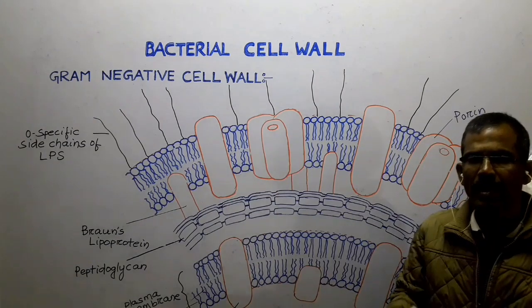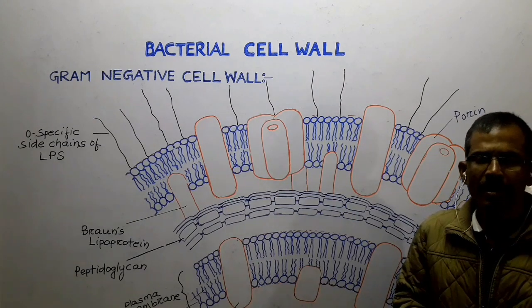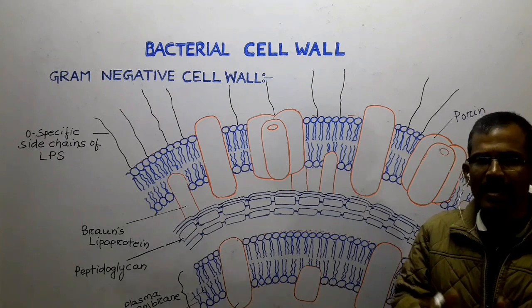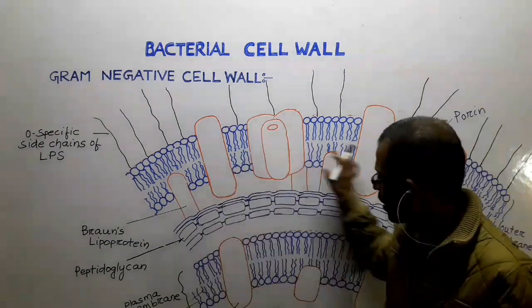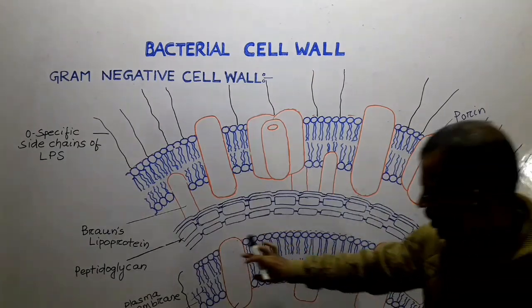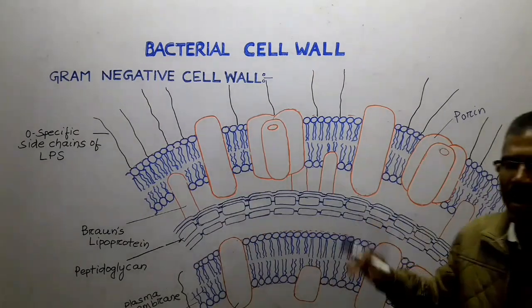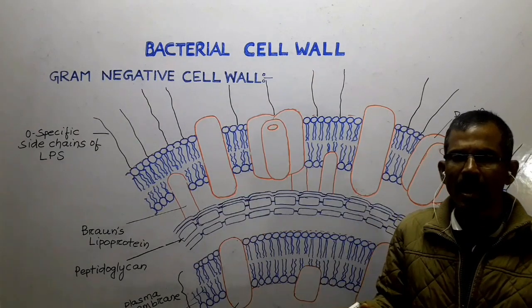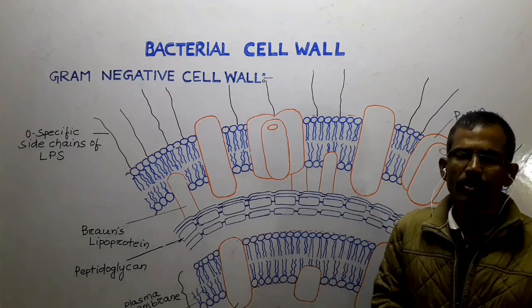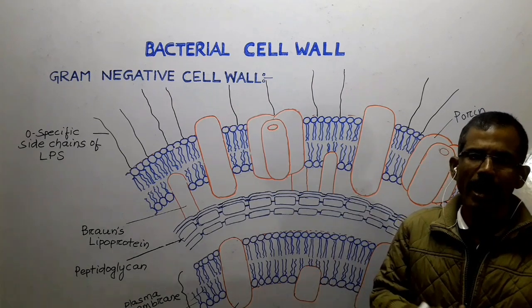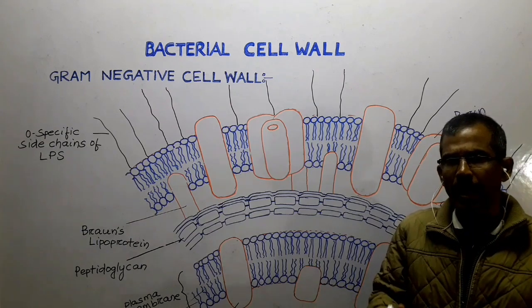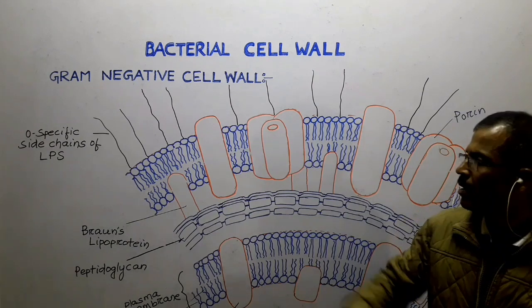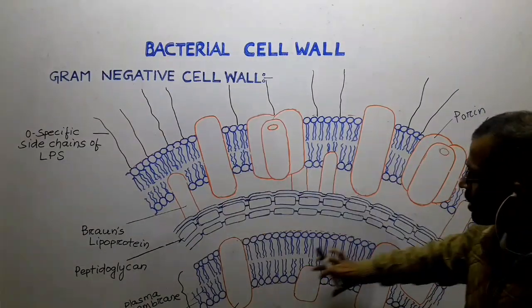These are the molecules of Braun's lipoprotein through which the outer membrane is connected to the underlying peptidoglycan. The second mechanism is that there are specific adhesion sites present on the outer membrane as well as on the plasma membrane, which are in direct contact with each other. So because of the presence of adhesion sites on both the outer membrane and the plasma membrane, the outer membrane is connected to the cell.